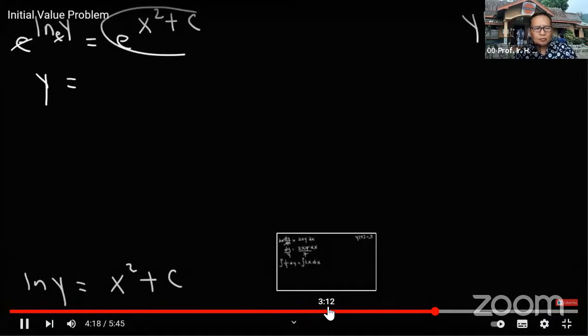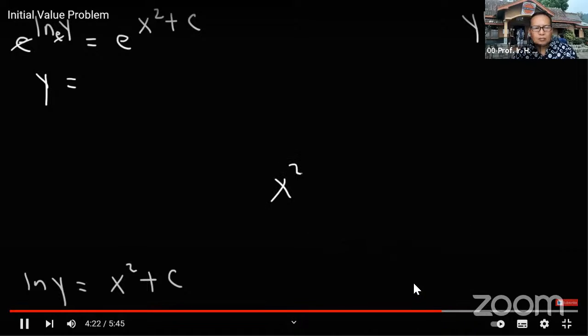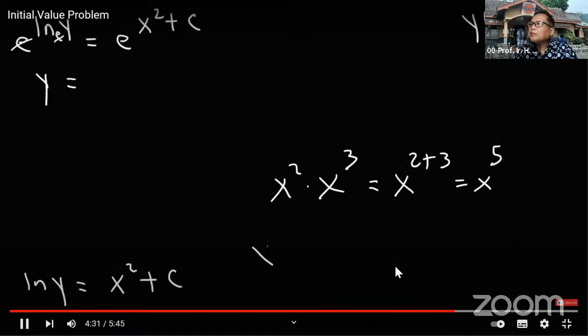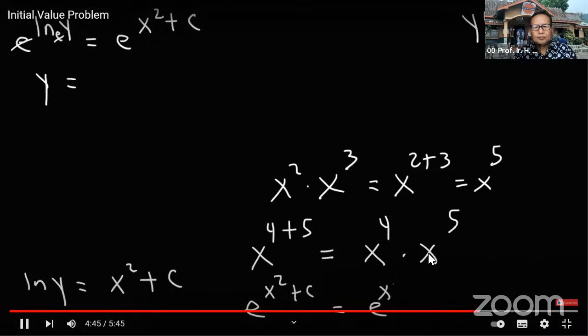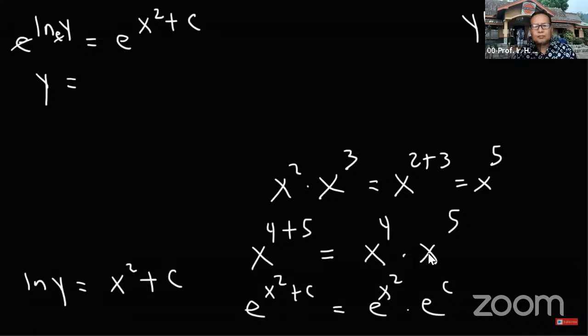Now, how can we simplify that expression? Review in algebra, we know that x squared times x to the third is x to the 2 plus 3, which is x to the 5th power. So working in reverse, let's say we have x raised to the 4 plus 5. We can write that as x to the 4th times x to the 5th. So e to the x squared plus c can be written as e to the x squared times e to the c.